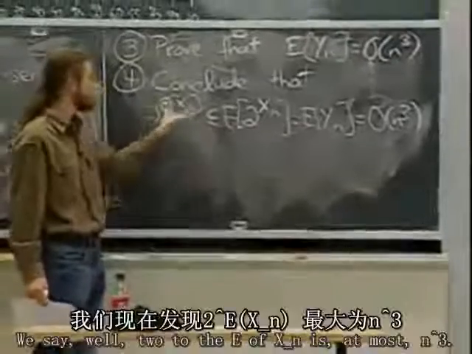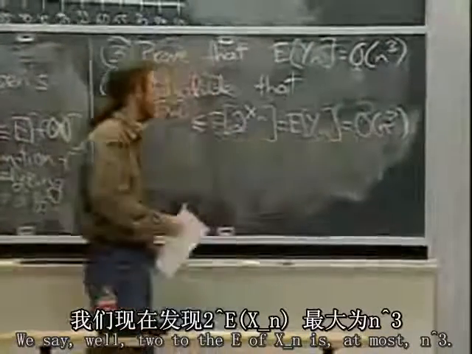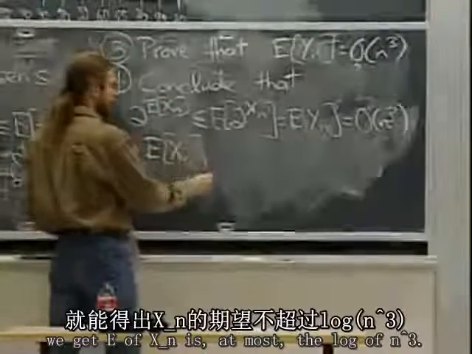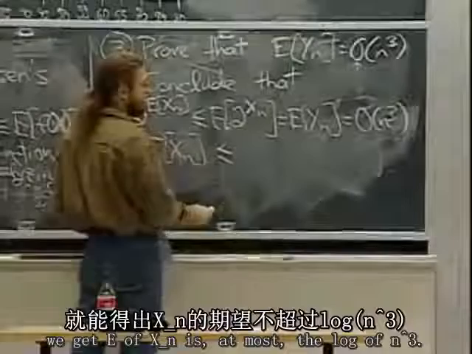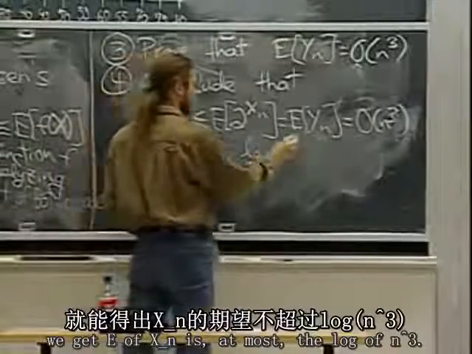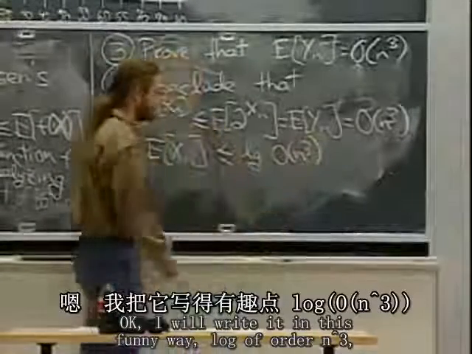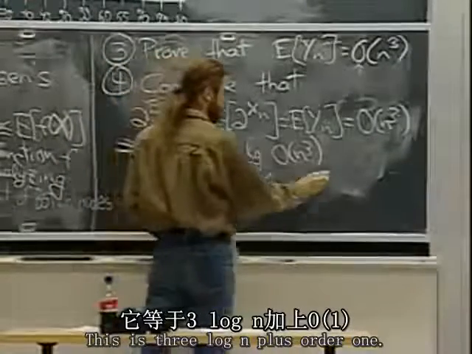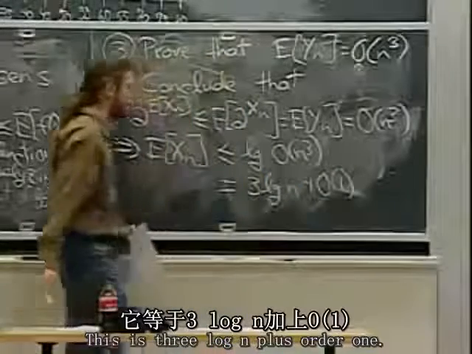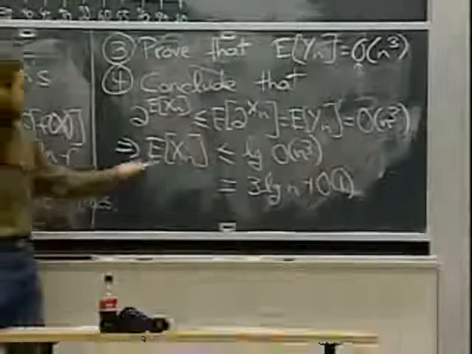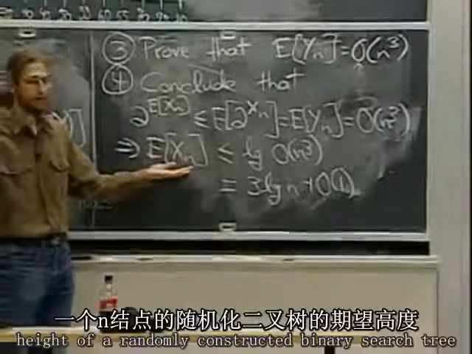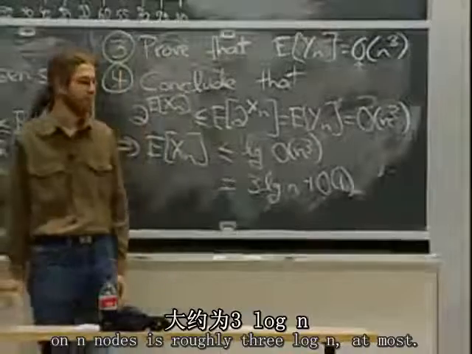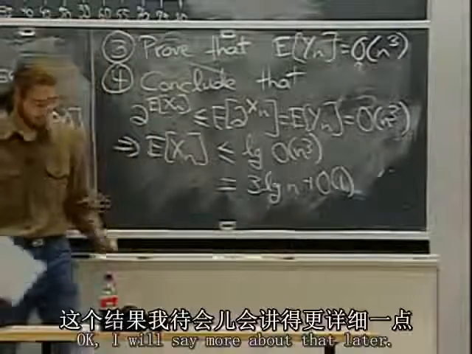So now we have a bound. We say, well, 2 to the E of Xn is at most n cubed. So if we take the log of both sides, we get E of Xn is at most the log of n cubed. Okay, I'll write it in this funny way, log of order n cubed, which will actually tell us the constant. This is 3 log n plus order 1. So we will prove that the expected height of a randomly constructed binary search tree on n nodes is roughly 3 log n at most. Okay, I'll say more about that later.